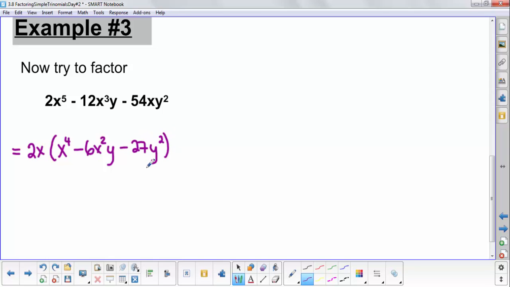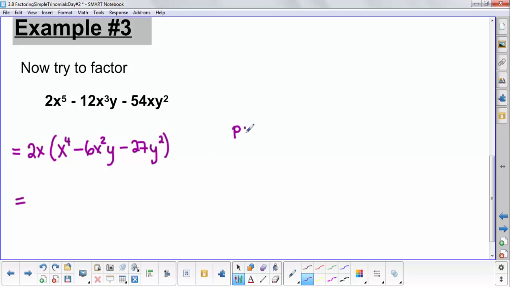27y squared. Alright, so let's look at the pattern. Our x's have the pattern where the first exponent is double the middle exponent. Okay, and then the last term, there's no x at all. The y's do their own pattern. They start at nothing, and then it has the power of 1, and then power of 2. So we can still treat this question like a simple trinomial.